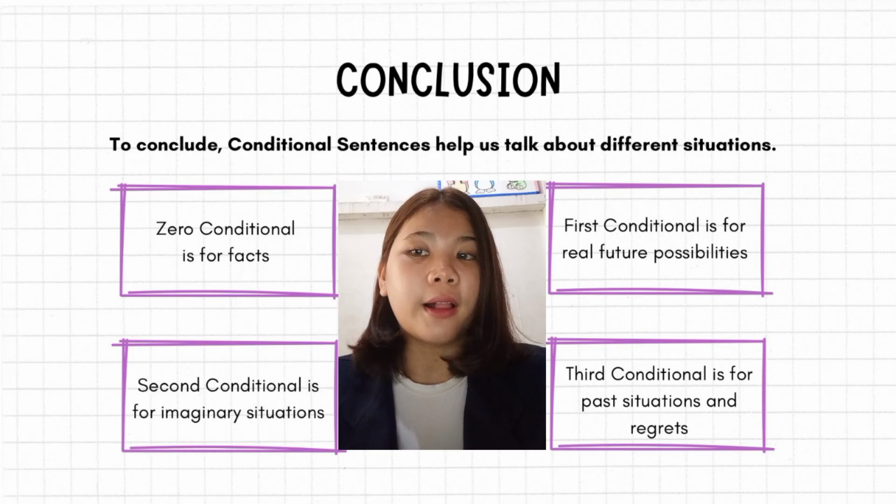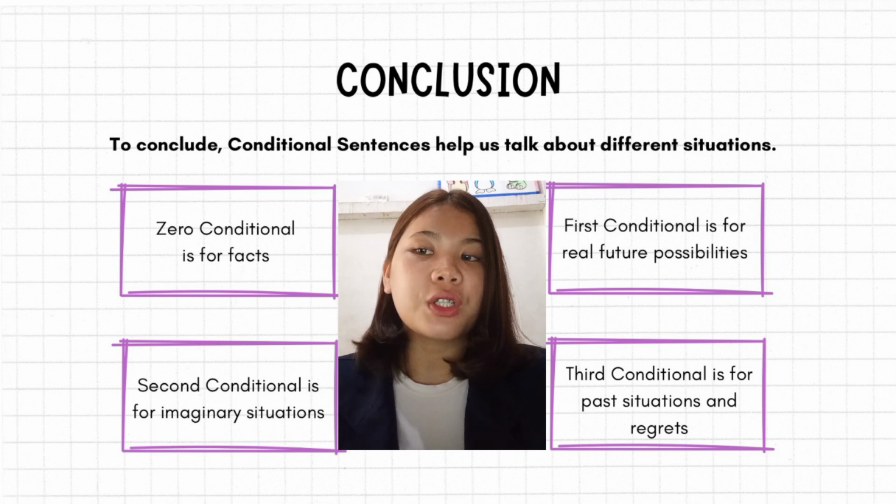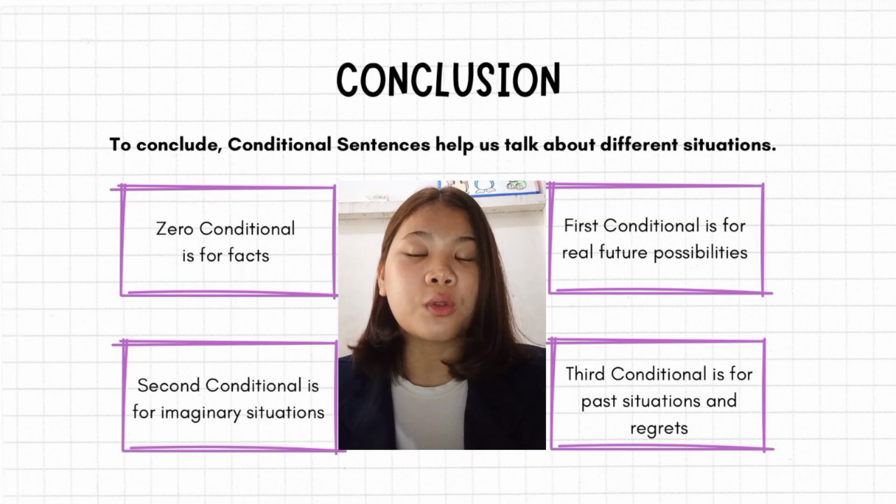To conclude, conditional sentences help us talk about different situations. Zero conditional is for facts. First conditional is for real future possibilities. Second conditional is for imaginary situations. Third conditional is for past situations and regrets. By learning these four types, we can use conditional sentences correctly.